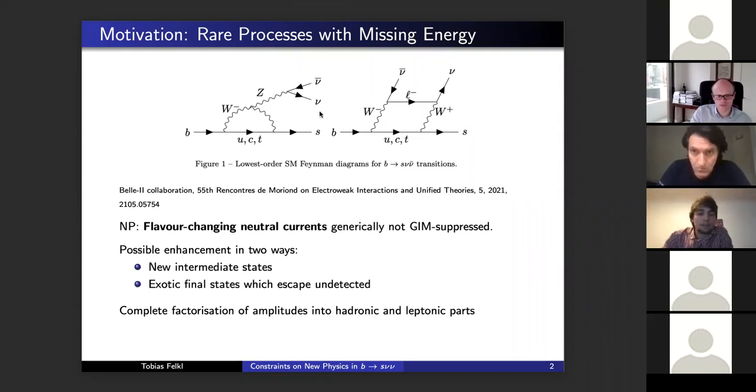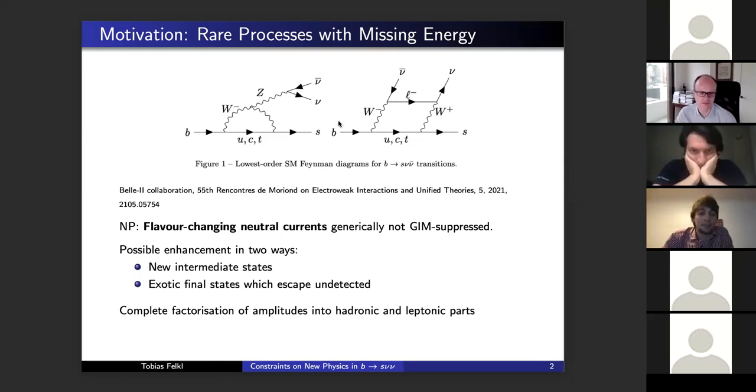There are two advantages in these processes, especially in the case of neutrinos in the final state, namely that those can be enhanced by new physics, not only on the intermediate level, where new physics would take up the role of what are the Z bosons and W bosons in the standard model, but they could also enter in the form of final states, which escape undetected if they have properties similar to those of the neutrinos. And in fact, in our work, we took into account the possible existence of massive sterile neutrinos.